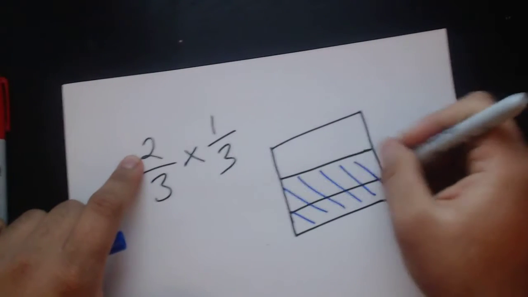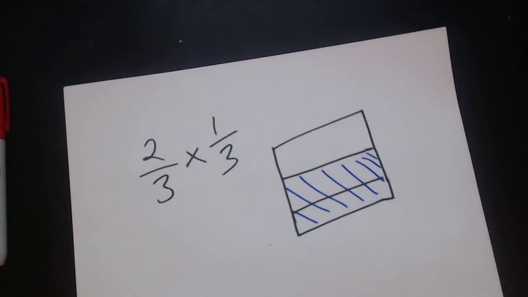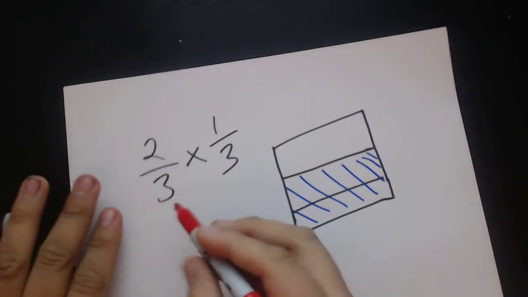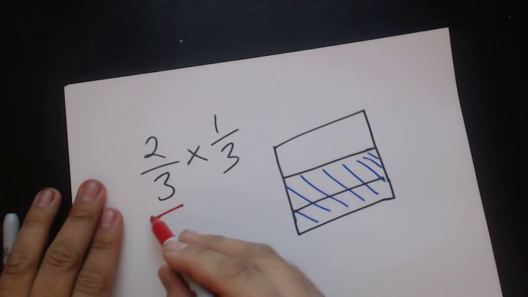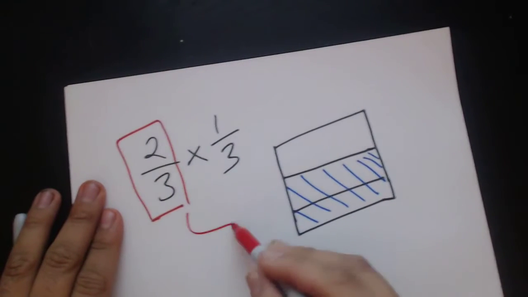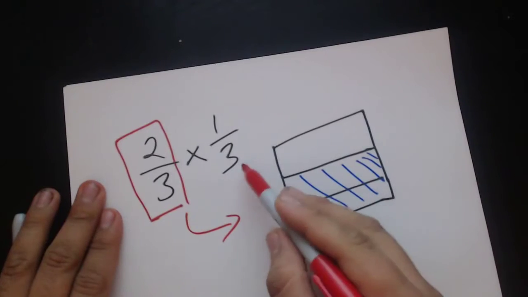Now some of you are thinking, well, Mr. Valadez, how do we know which one we're going to model first? Well, when it comes to multiplication, because of the commutative property, it doesn't really matter. So I went ahead and did this one first. That's my first model that I did. Right there. So now I'm going to model my 1/3.